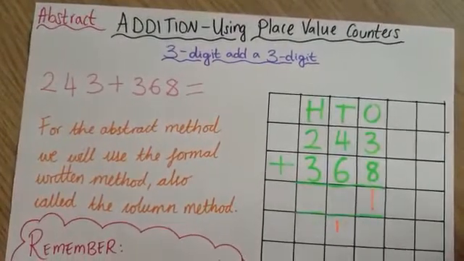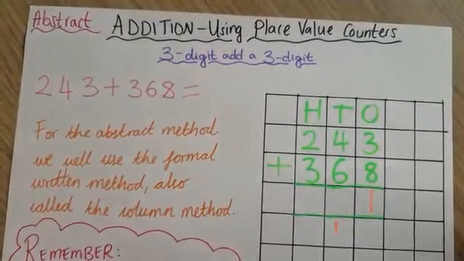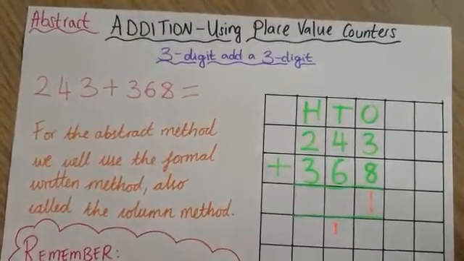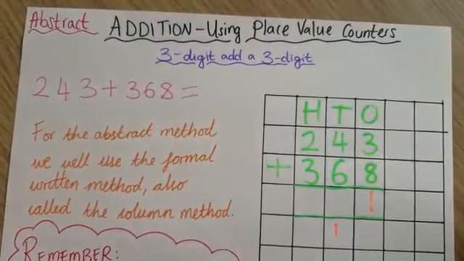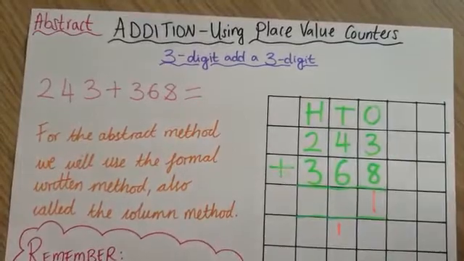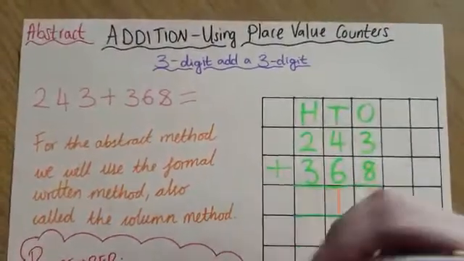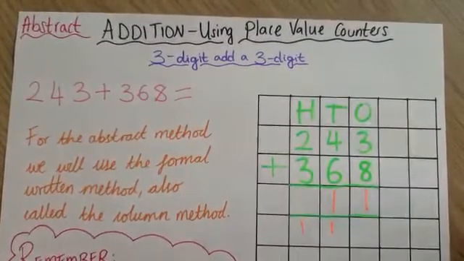Next, we have 6 add 4. Most children by this stage will automatically know that that is their number bond, and it will add up to 10. If not, they will carry on. 6, 7, 8, 9, 10. Don't forget the additional 1. Add the 1, you will get 11. So you put the 1, and then this time you will carry your additional 10 into your hundreds column.